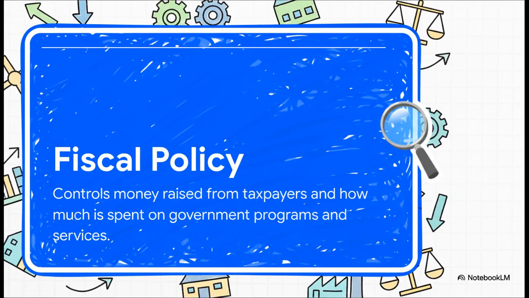First up, we've got fiscal policy. The easiest way to think about this is like the government's checkbook. It's all about the money coming in, that's taxes, and the money going out for things like roads, schools, and defense. Congress gets to make these decisions, and every choice they make either pumps money into the economy or takes it out.